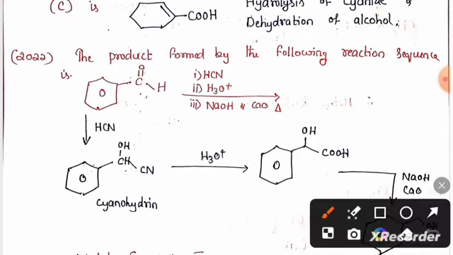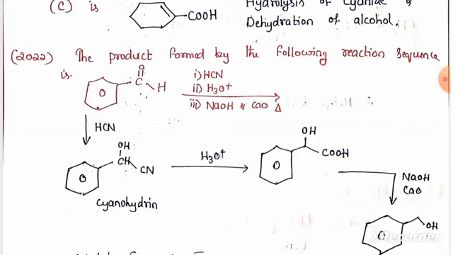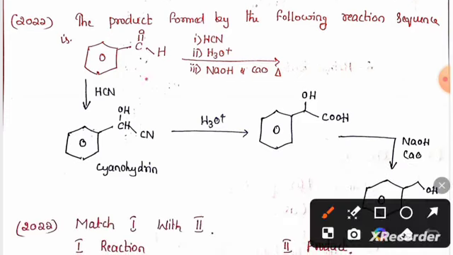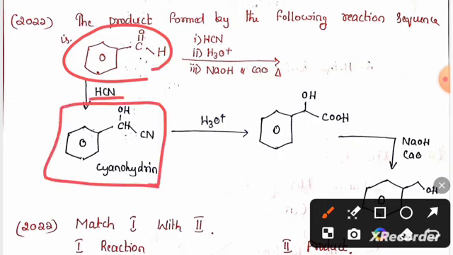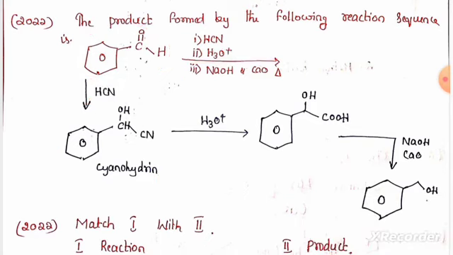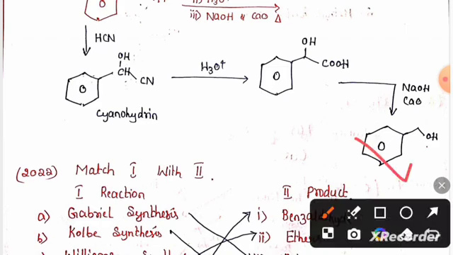The next question is the product formed by the following reaction sequence. So in this reaction, benzaldehyde on treating with hydrogen cyanide, there is a formation of cyanohydrin. Then in the second step, on hydrolysis and on treating with soda lime, there is a formation of benzyl alcohol.